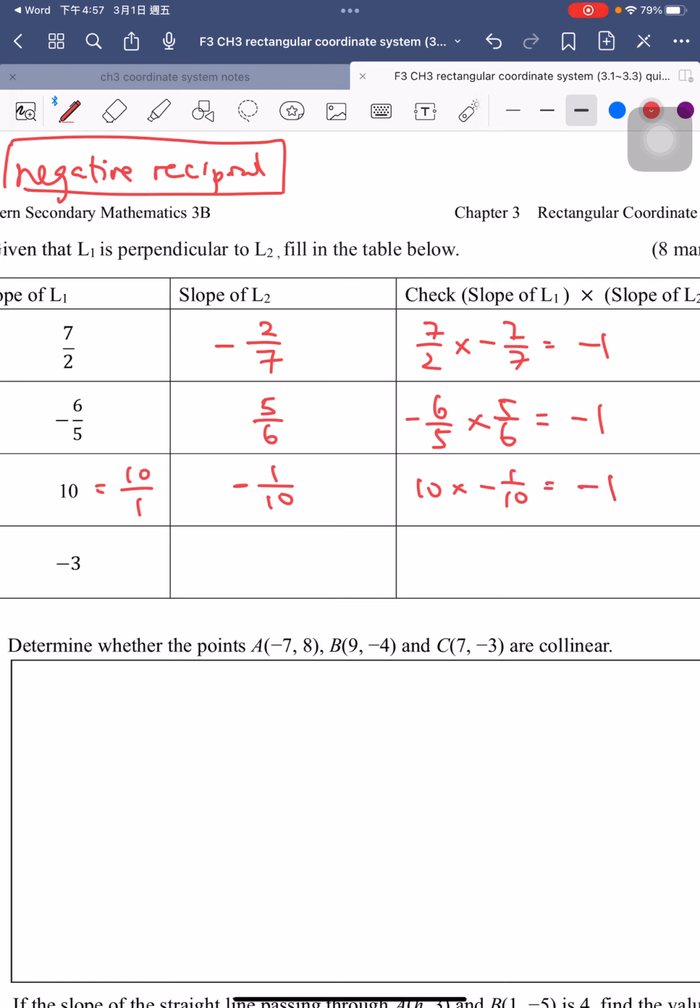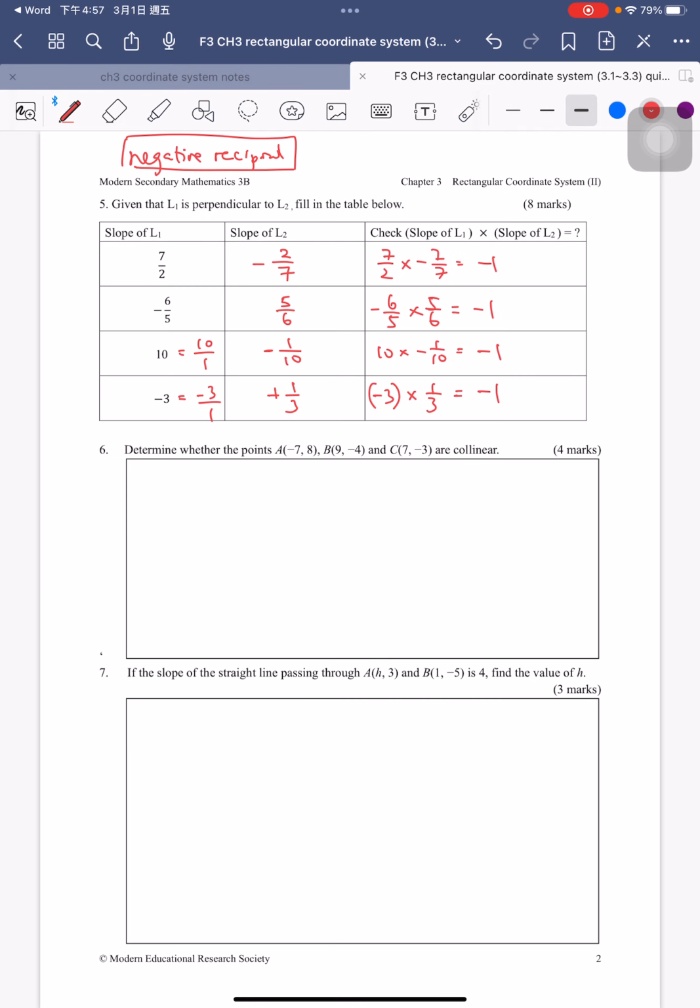So similarly for the negative 3, we have this equal to negative 3 over 1. And then we swap upside down to have the negative 1 over 3. But bear in mind, originally there's a negative already. So we have a negative of a negative. It's going to give you a positive. So it's positive 1 over 3. And then we times them together, negative 3 times 1 over 3 is still giving you negative 1. Okay, so when doing the quiz, if you see this is not negative 1, it means you definitely did something wrong here. So make sure you check your answers by yourself.